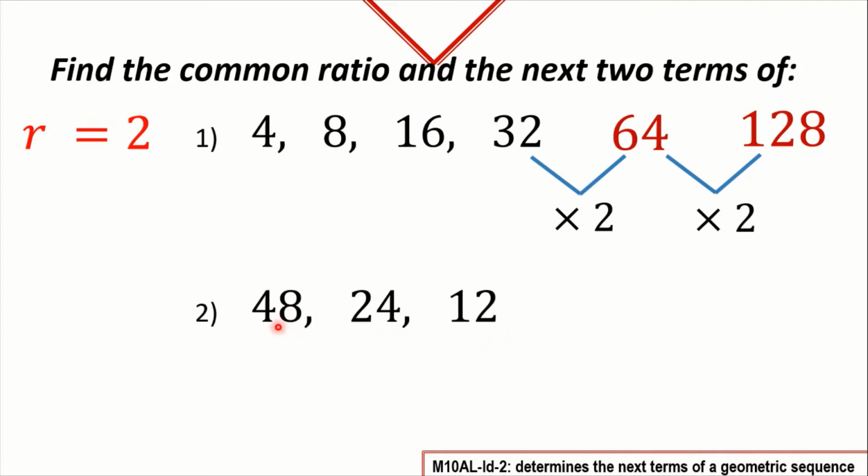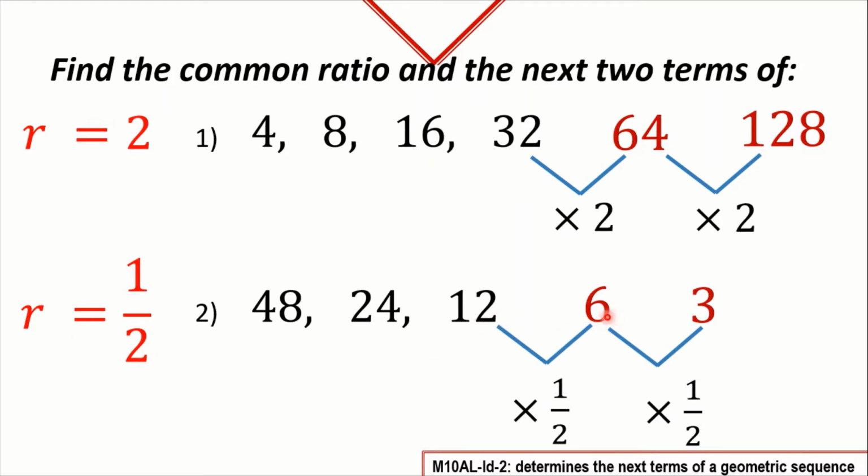Next, 48, 24, 12. Kunin natin ang ratio. So, that is 24 divided by 48 o kaya naman 12 divided by 24. And the answer is 1/2. Tama ba? Okay. So, to check, 48 times 1/2. Kunin mo yung kalahati ng 48, 24. Times 1/2, kunin mo yung kalahati ng 24, and that is 12. Now, to get the next two terms, 12 times 1/2, kunin ang kalahati ni 12, and that is 6. Then, times 1/2, kunin ang kalahati ni 6, and that is 3.